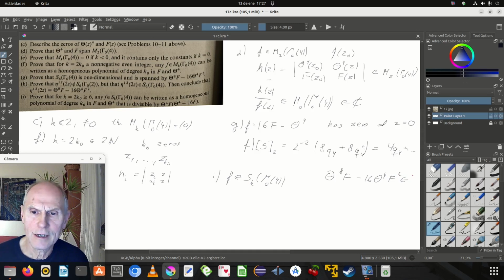That lies in S6, and that means that f divided by this lies in, we don't know if it's in M, K minus 6 of gamma naught of 4.